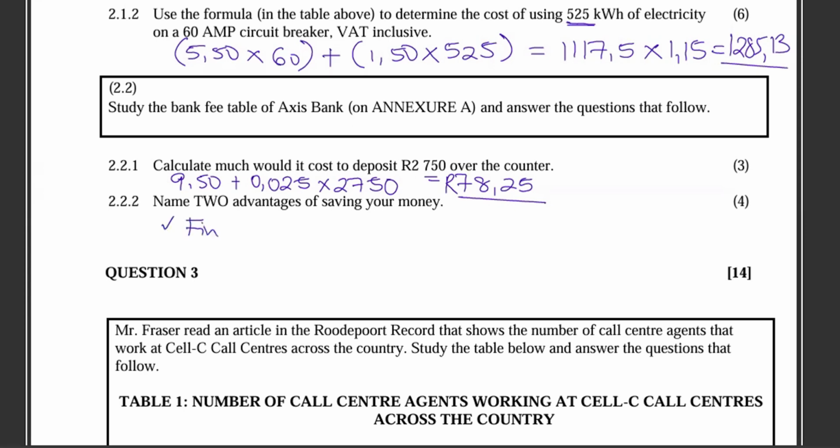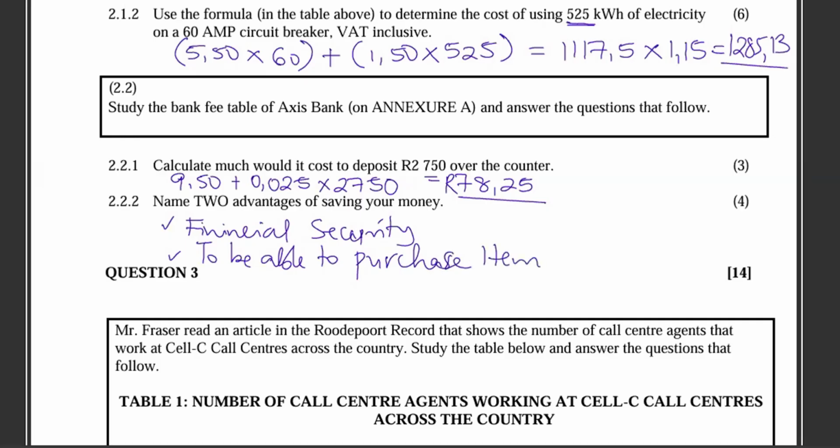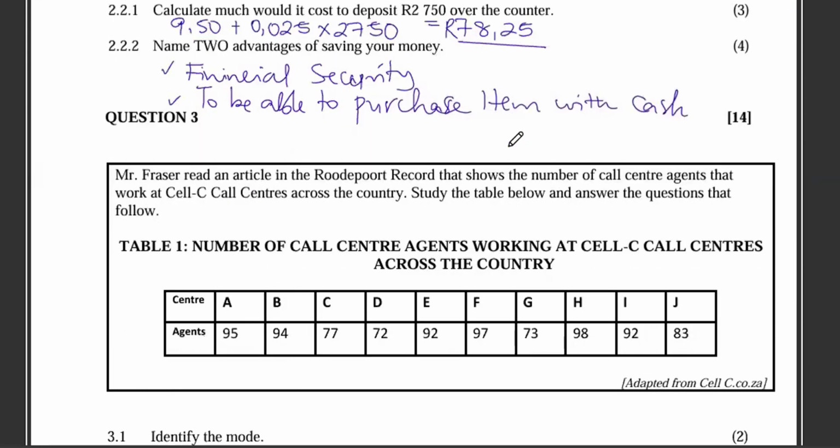Name 2 advantages of saving your money. We talk of financial security. Number 2, to be able to purchase items with cash to avoid credit, and many other reasons.